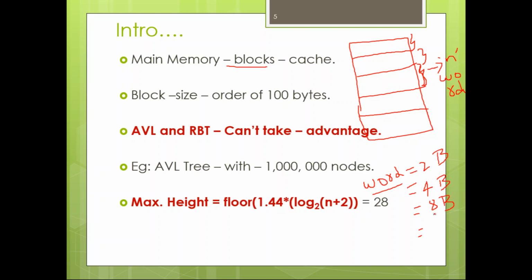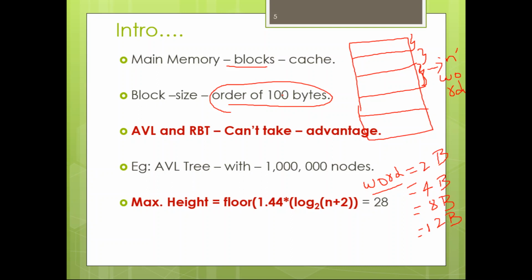If a word is 8 bytes, then it is 64 bits. If a word is 12 bytes, then the block size is something of the order of 100 bytes, maybe 128 bytes or 256 bytes. So the size of the block will be several words, but in terms of bytes it will be some 100 bytes.